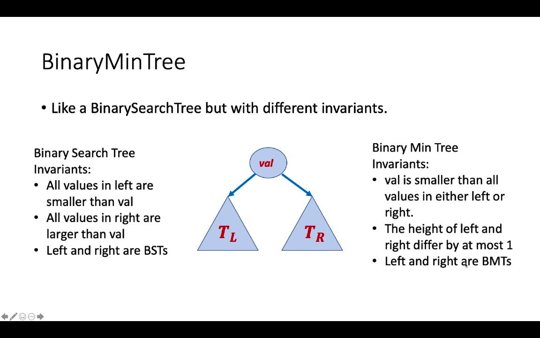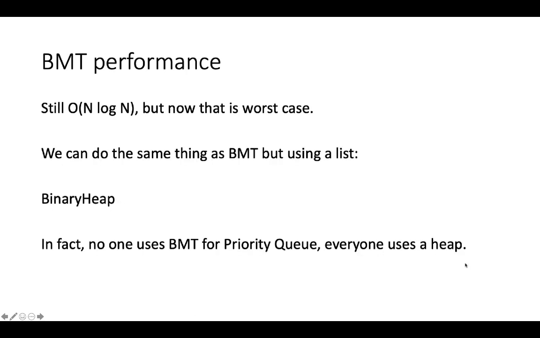Then, because we're trying to efficiently add things and take things out, we want to make sure our left child and our right child are balanced in height. So the other invariant is that we put things into our children in such a way that they'll never be more than one off of each other in terms of their height. And of course, because of the recursive nature, our left child and our right child are binary min trees in and of themselves. Doing that, we end up with order n log n performance for using a binary min tree as a priority queue.